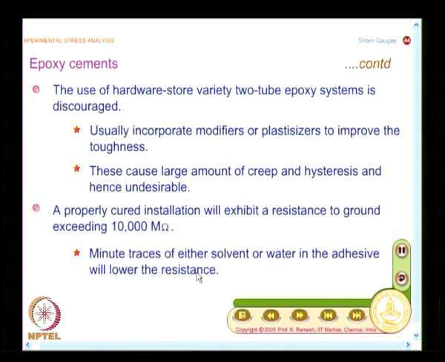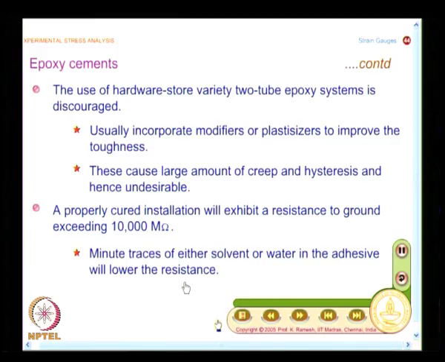And how do you ensure that the installation is properly cured? Because after installing the strain gauge, you must verify, before you go for strain measurement, whether the installation has been successful. And the recommendation is, if the adhesive is properly cured, the resistance to ground will exceed 10,000 megaohms, a very high resistance. If the resistance is low, it is an indication that you have minute traces of either solvent or water in the adhesive system.